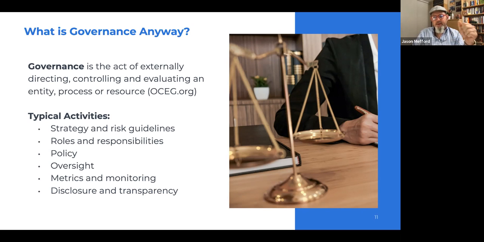Now, governance can be done at the entity level, at a process level, or at a resource level. So again, I want you to think about that. Entity would be top level. That's people like the board of directors. It could be over a process within the organization. You're putting governance around that process or around a particular resource as well.